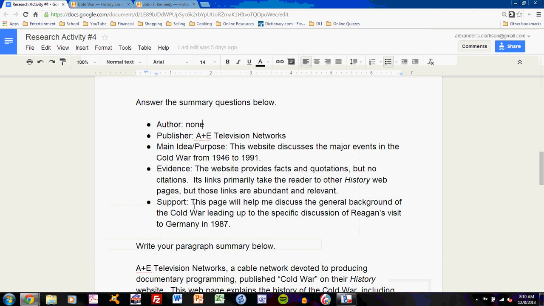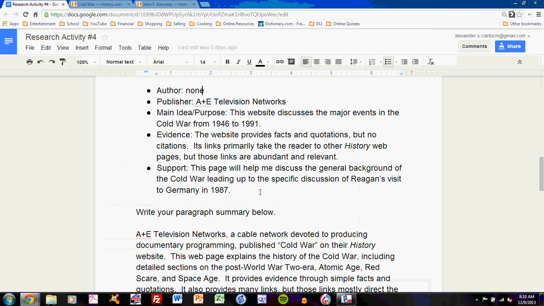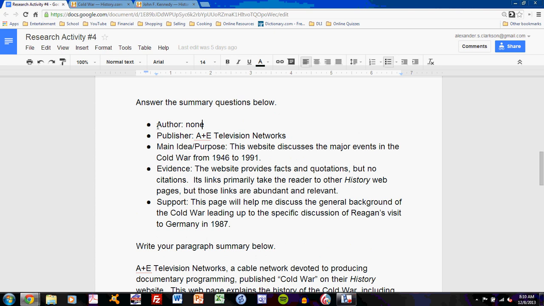In my answer, I state, this page will help me discuss the general background of the Cold War, leading up to the specific discussion of Reagan's visit to Germany in 1987. My speech is Reagan's speech at the Berlin Wall, so I can tell my audience that I will use this to provide background to that speech and help everybody understand exactly why Reagan was there to deliver that speech on that day. I've answered all five of the questions.